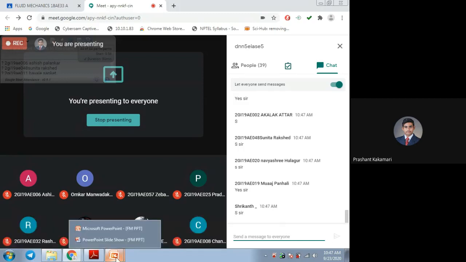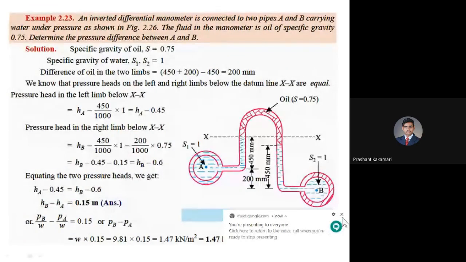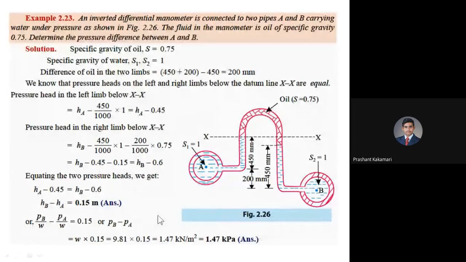Okay. One more last problem will take self-study. Just will understand the procedure what they have followed. So this is example of an inverted manometer. Inverted U2 manometer. So only thing here, sign convention will change. So again, they have given an inverted differential manometer is connected to two pipes.